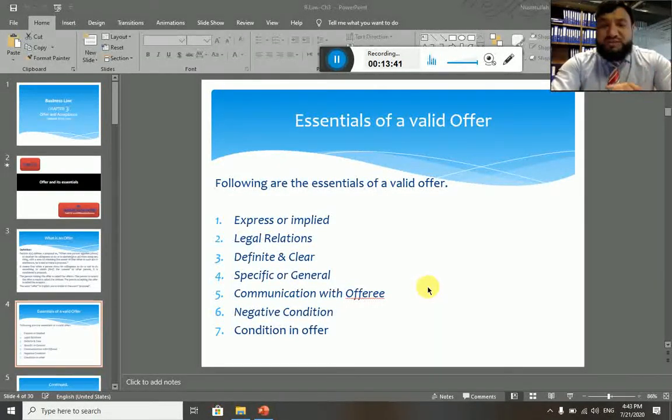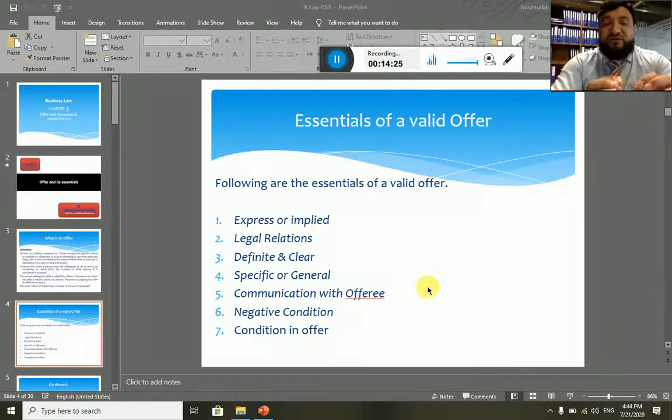The fourth one is specific or general. The offer could be specific to one individual or to a group of individuals. So while making an offer, you have to specify it. You have to make it clear whether this offer is only to a specific person, or only to a specific group of people, or it is a general offer to everyone who fulfills the conditions and can accept the offer. So your acceptor, your offeree, should be specific or general while making an offer, right?